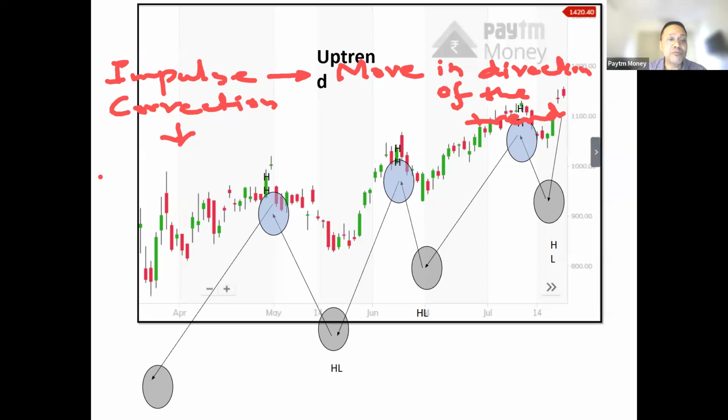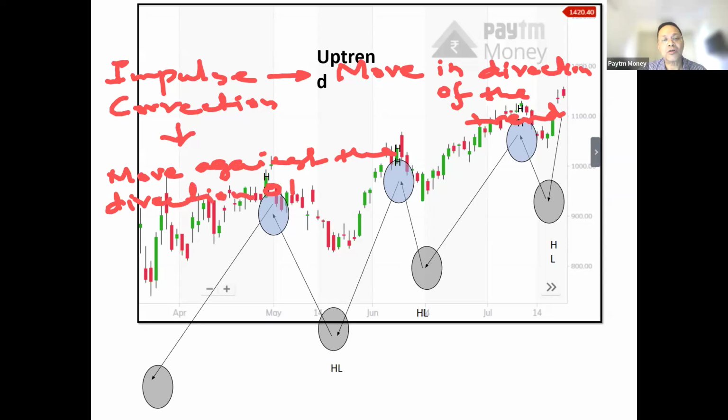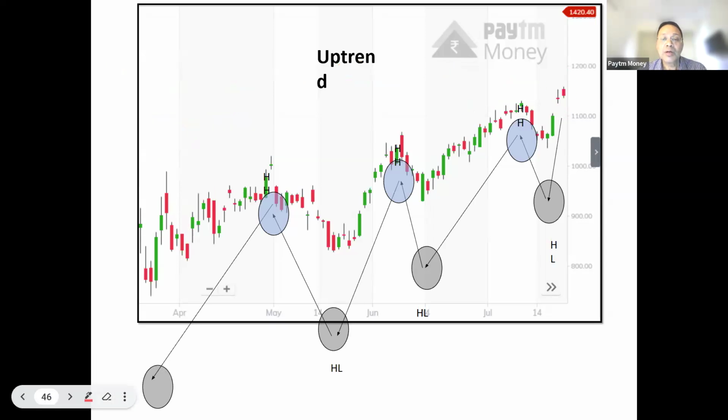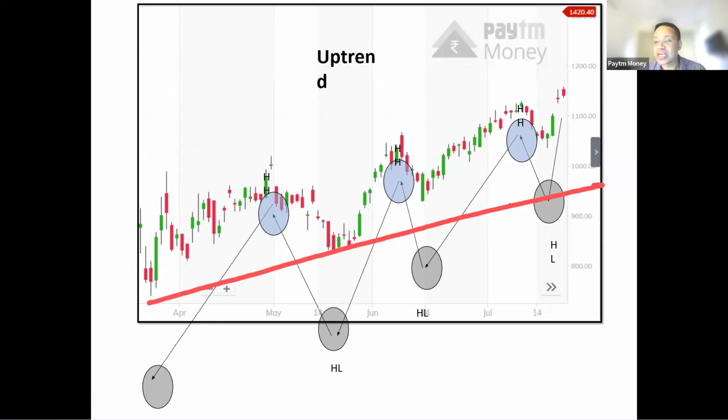What is a corrective move? Move against the direction of the trend. That is what is called a corrective move. Now look here. What is the trend here, guys? The trend is up. So the move in the direction of the trend, which is the move? This is the move in the direction of the trend. Yes or no? Right? This is what is called an impulse move.